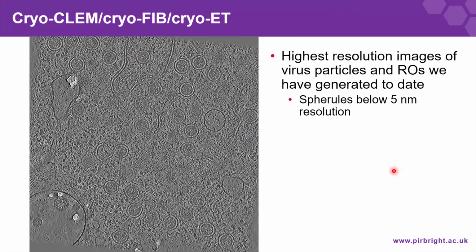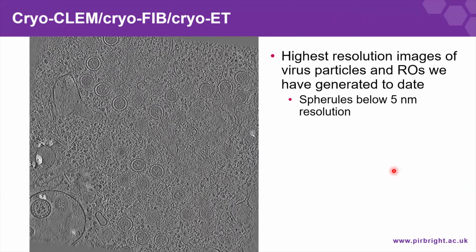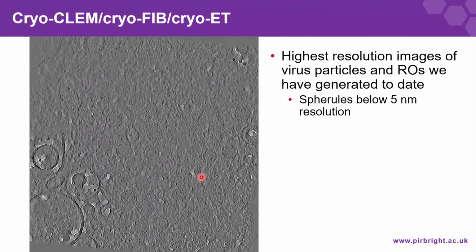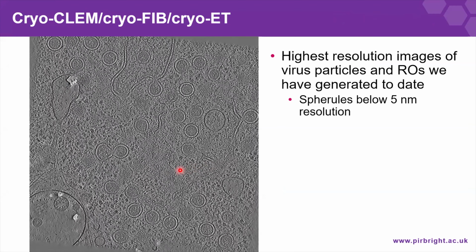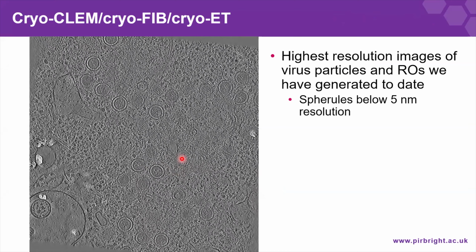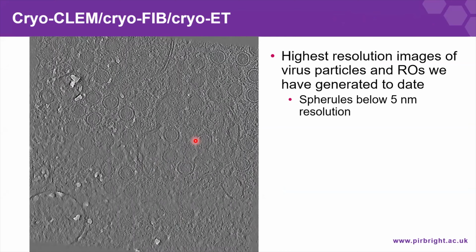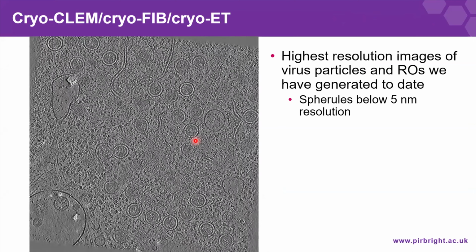which is where we now get this absolutely stunning video of a region of spherules and zippered ER. Hopefully you can appreciate from this, compared to the tomogram that I showed in the introduction slides, that the level of detail and the resolution is just massively improved. So we can get an awful lot more information than we had before. We've now got the highest resolution images of IBV particles and replication organelles that we've had to date. Resolution of the spherules is below 5 nanometers.